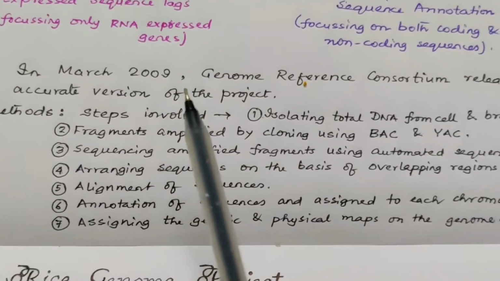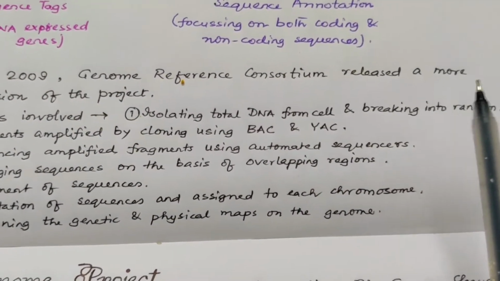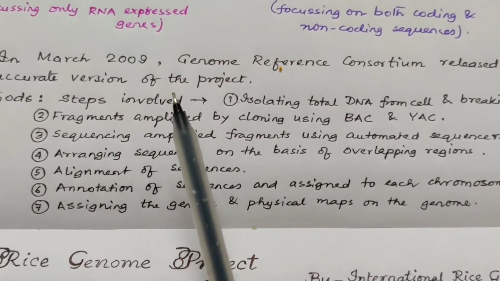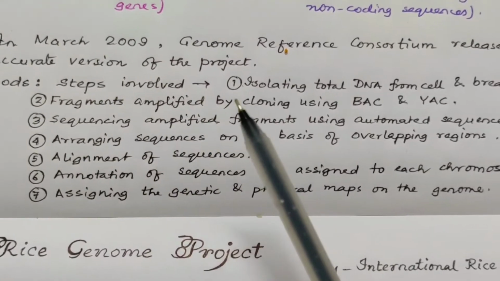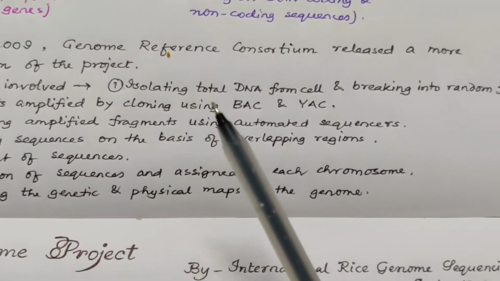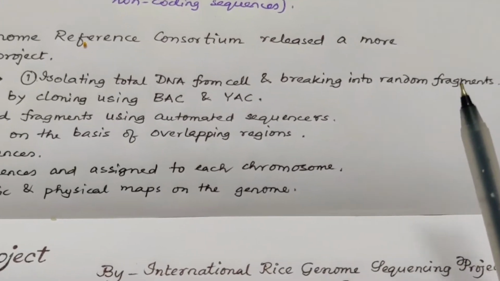Now, in March 2009, the Genome Reference Consortium released a more accurate version of the project. The methods involved: number one, isolating total DNA from the cell and breaking it into random fragments.